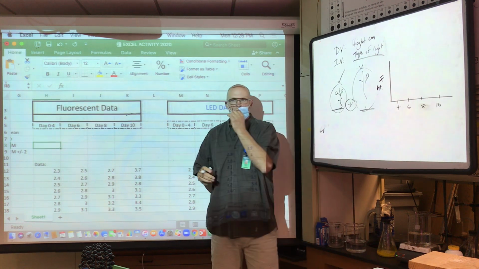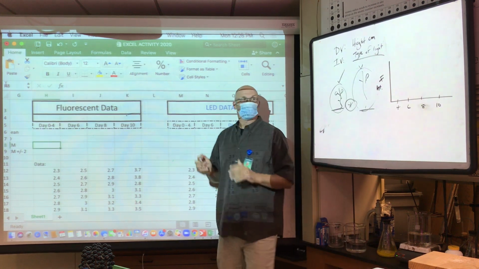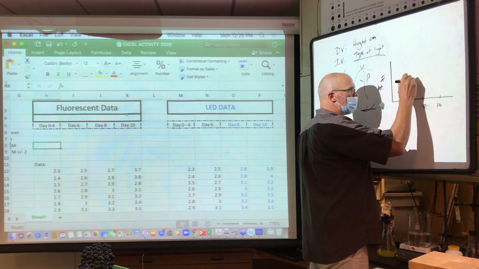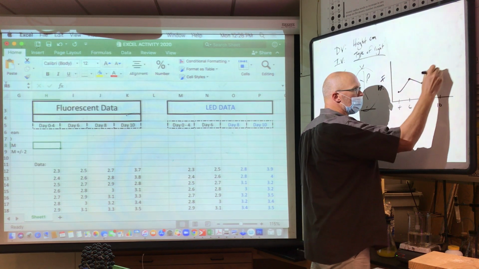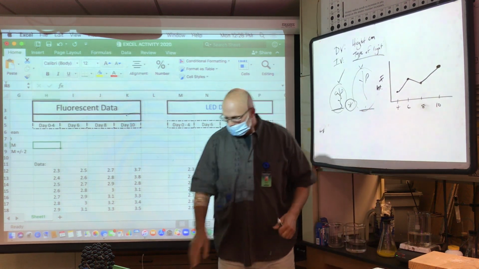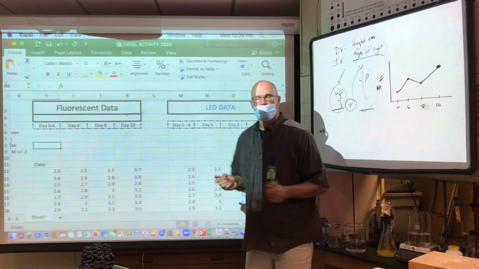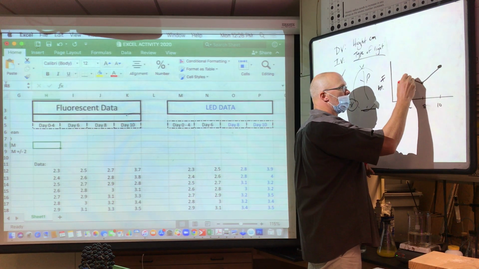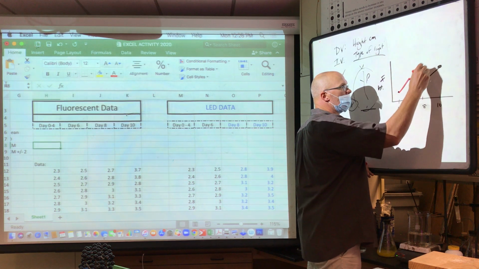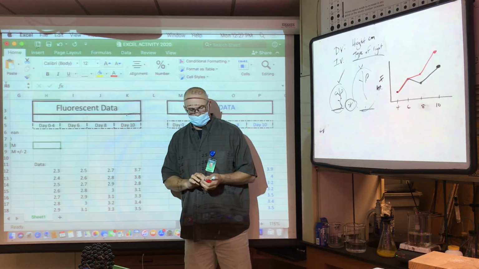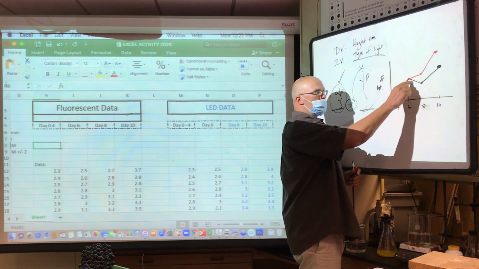Now I want to do a line graph. You certainly could do many different things here, but maybe I get something like this. Okay, and then maybe for the LED, and I don't know. Now, you notice something. This will be right over the top of each other.